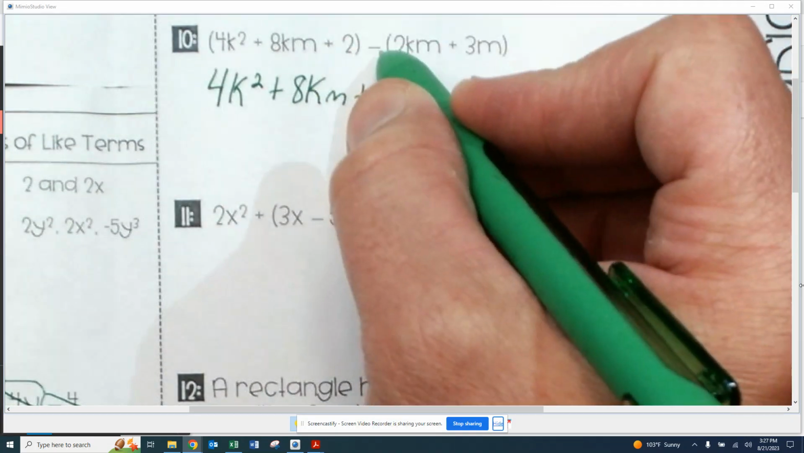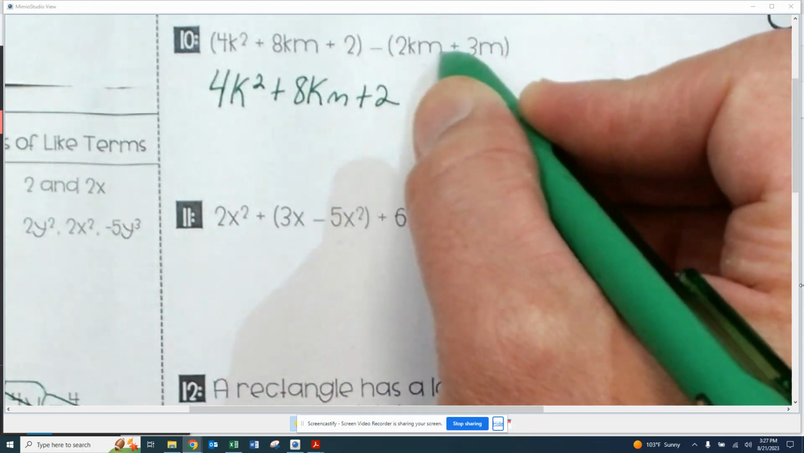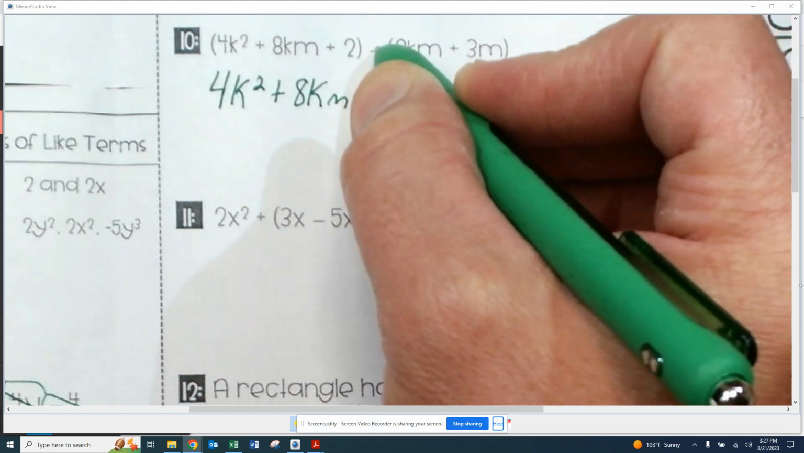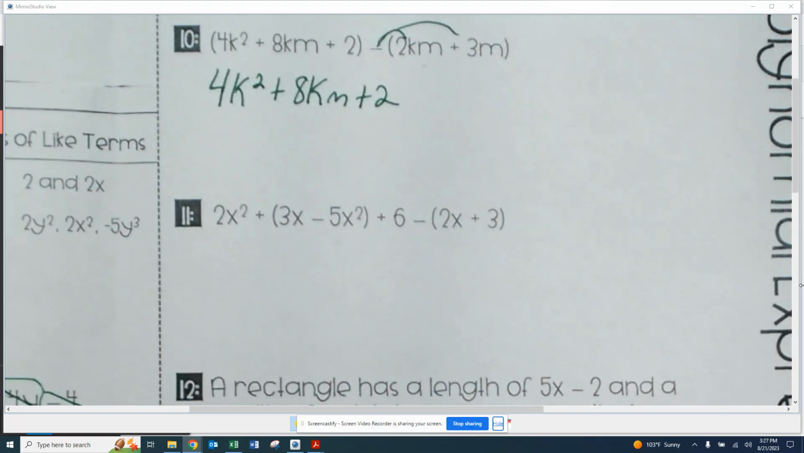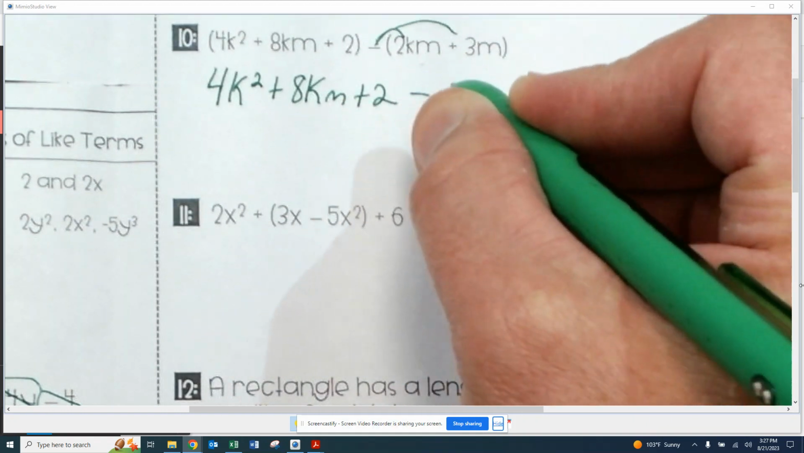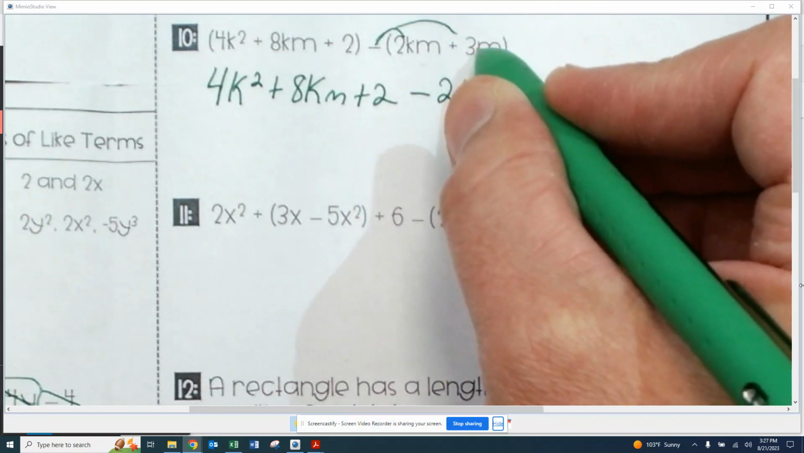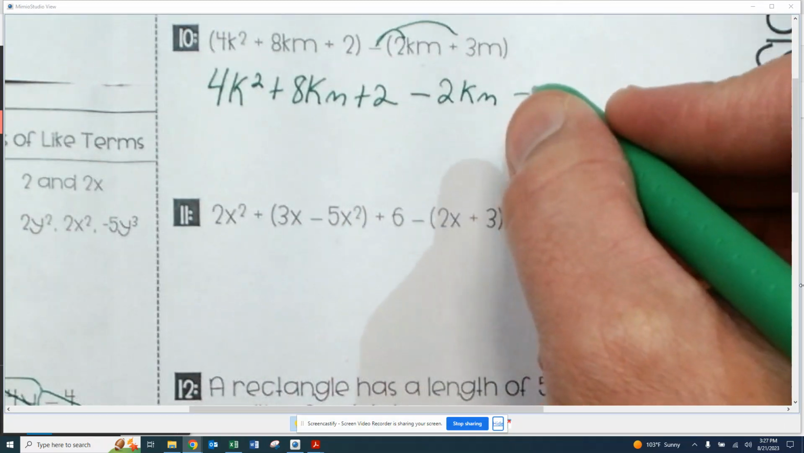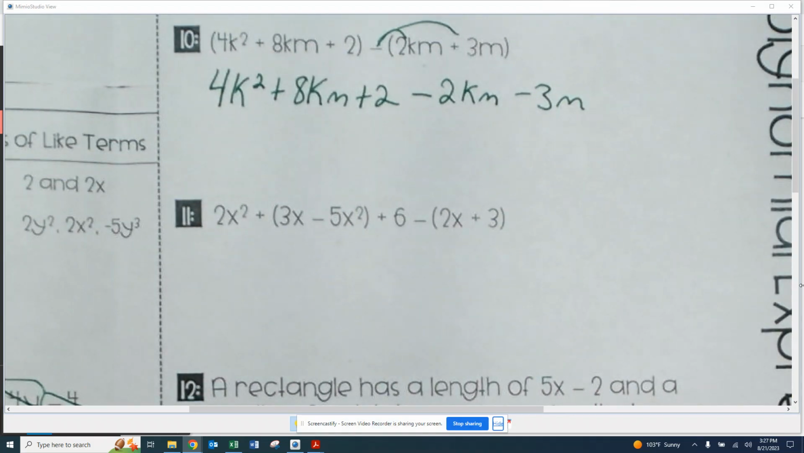In the next part of the problem, I have negative. I'm subtracting by what's in the parenthesis here. I have to distribute this negative to each one of the values. 2km becomes negative 2km. 3m becomes negative 3m. Now I want to combine like terms.